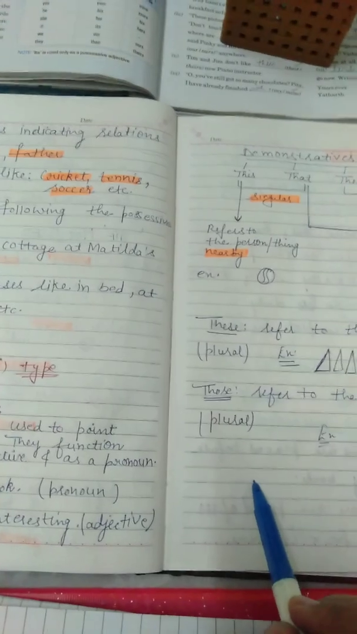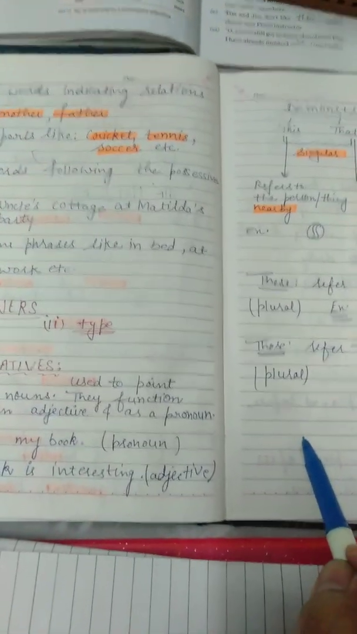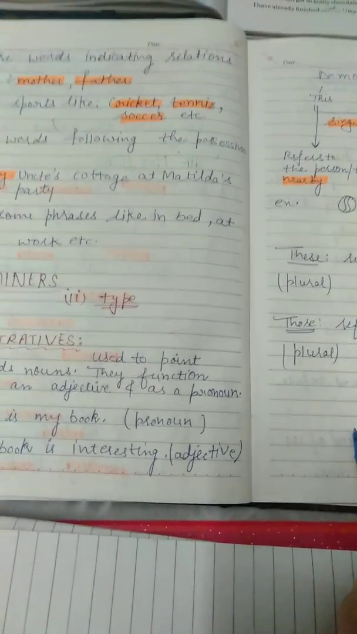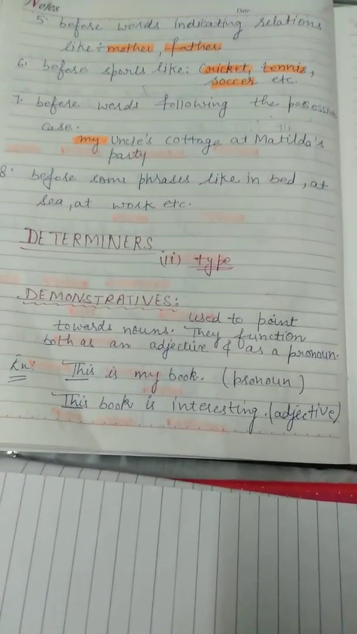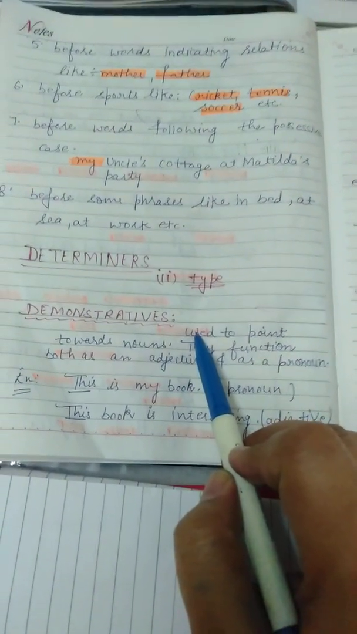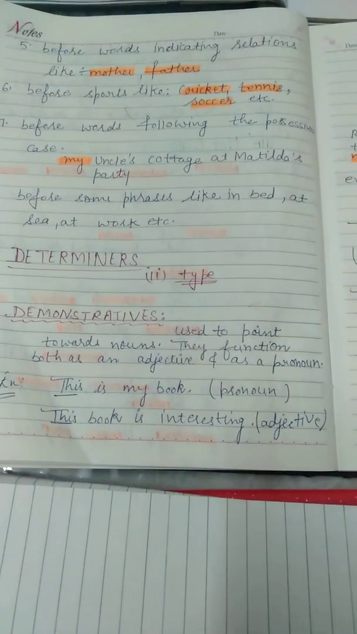How many types have we done today? Articles, a, an, then the. And next one we have done, determiners, second type, demonstratives. I think that is sufficient for today. Rest we will do in the next lecture. Okay, thank you.